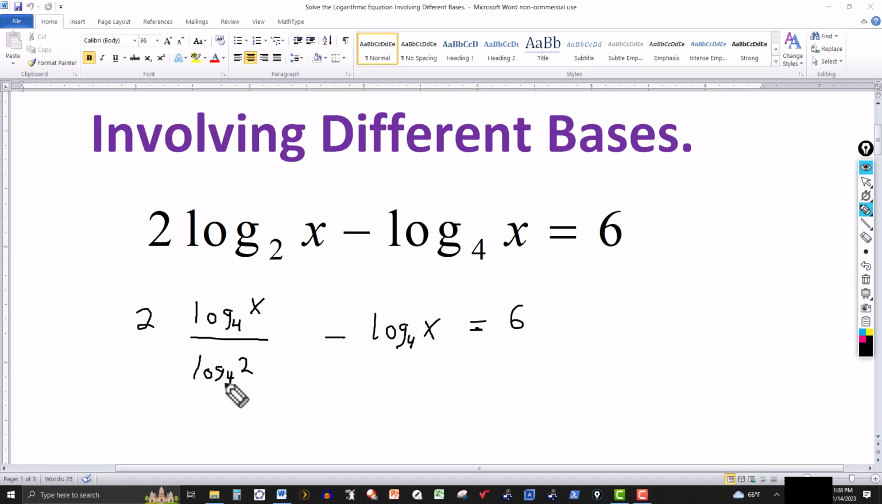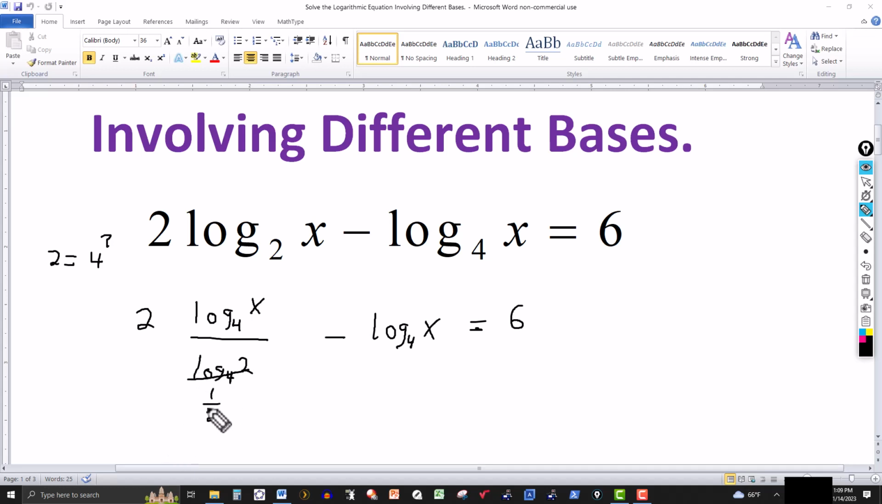Log of 2 to base 4 is what? Well, it's saying 2 is equal to 4 to what power? That's your definition. 2 equals 4 to what power? 4 to what power will give me 2? Well, 1/2. Because the square root of 4 is 2. So this would be 1/2 here. So this is gone.